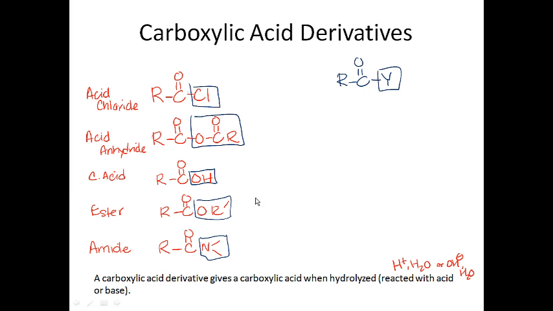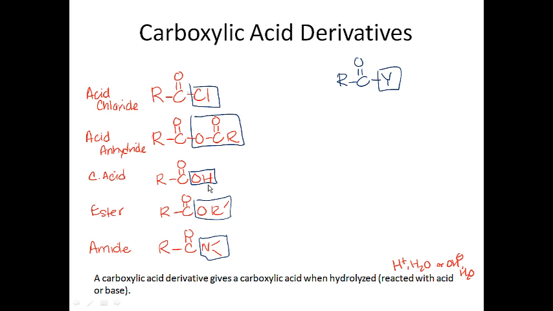So every single one of these carboxylic acid derivatives, the acid chloride, the acid anhydride, an ester, and an amide, gives carboxylic acids when they are hydrolyzed. And we'll talk about the mechanism of each one of these. Some of the mechanisms are pretty straightforward. Other ones have semi-magical steps to get them to the final product.